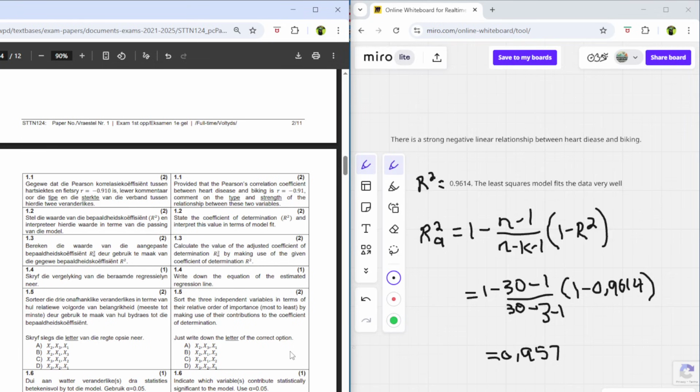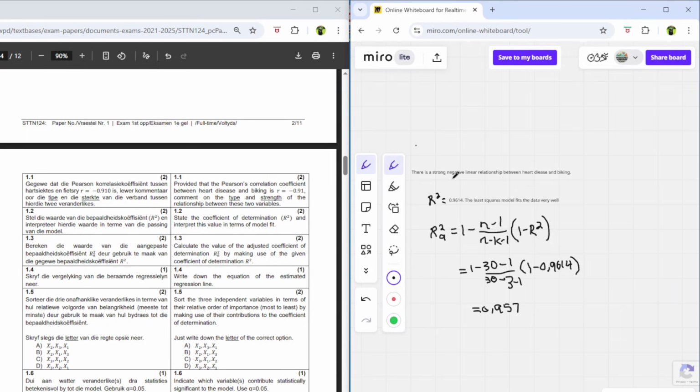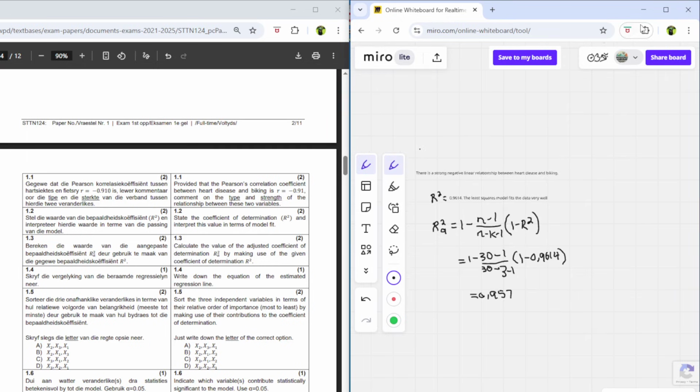Now, question 1.4. Write down the equation of the estimated regression line. So there will always be this question, guys, as well, or mostly. Let me not say always, but most of the time this question will be there.